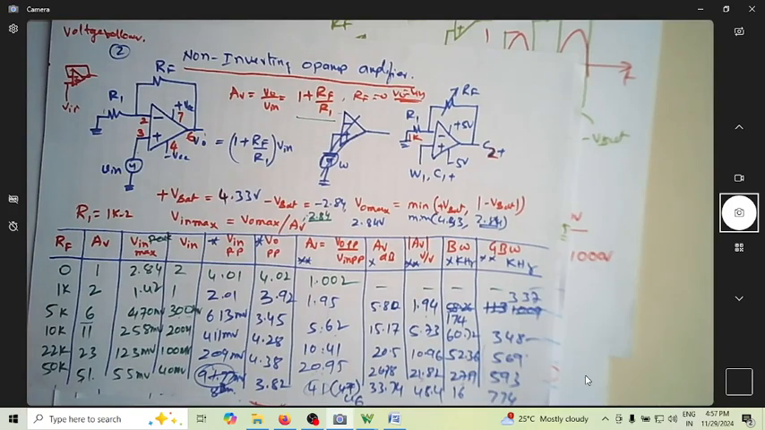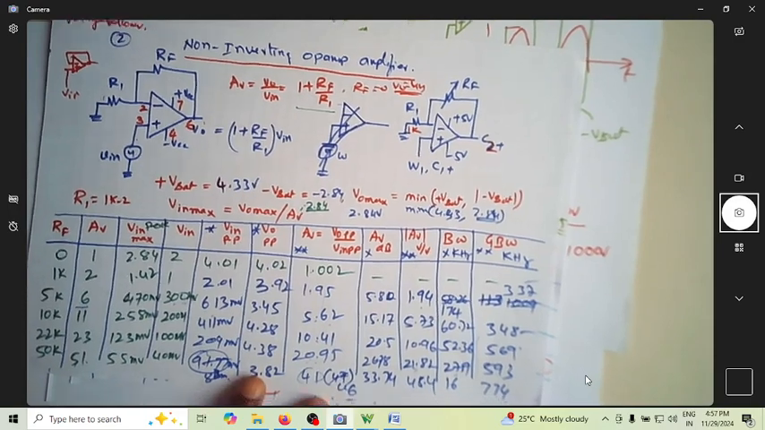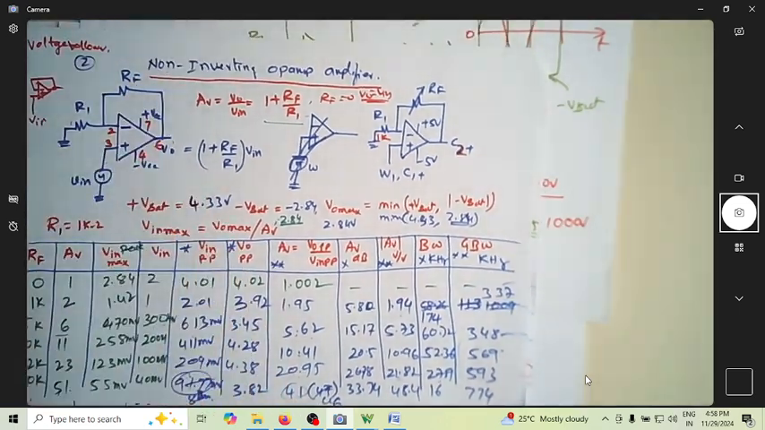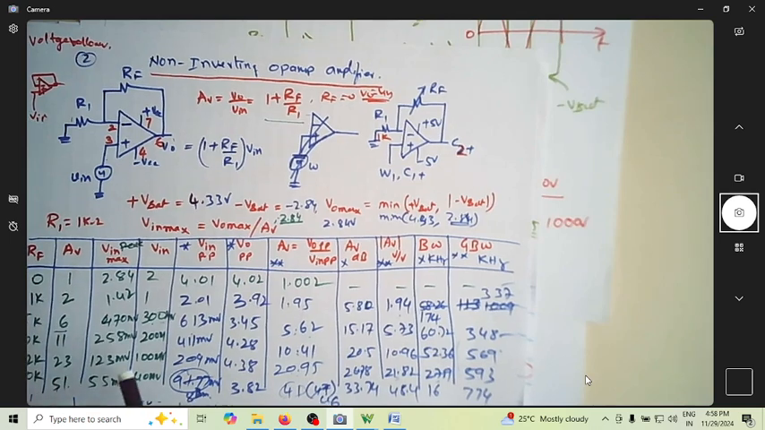Hi students. Welcome to an interesting observation that I made during the conduction of the experiment. While doing this non-inverting amplifier and trying to find the frequency response for different gains, we calculated what the maximum output is, and we found the maximum input that we can apply so that we are able to get an undistorted waveform.